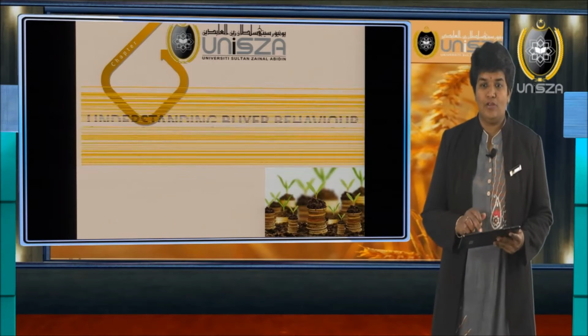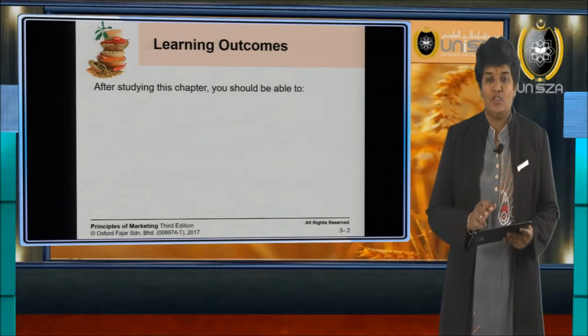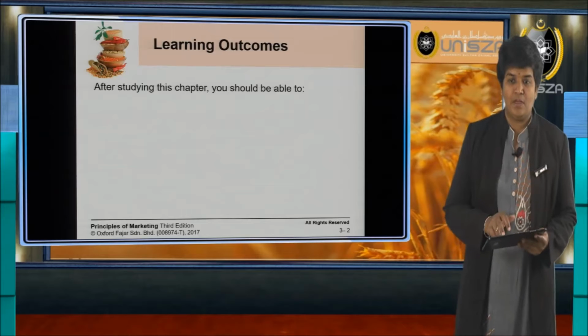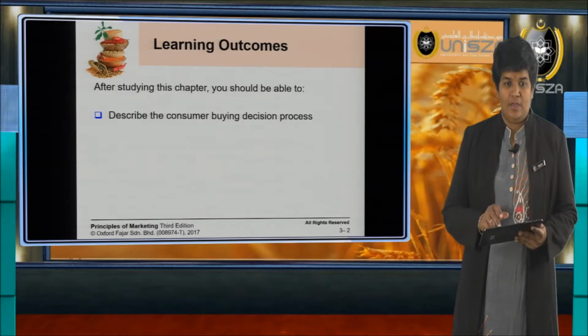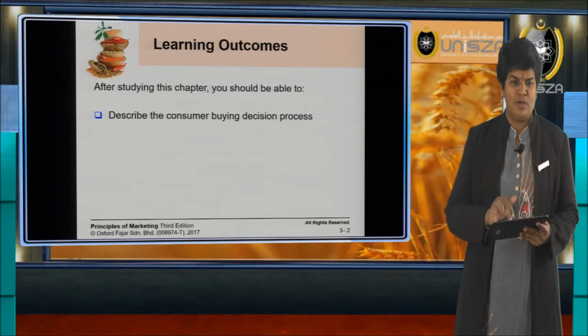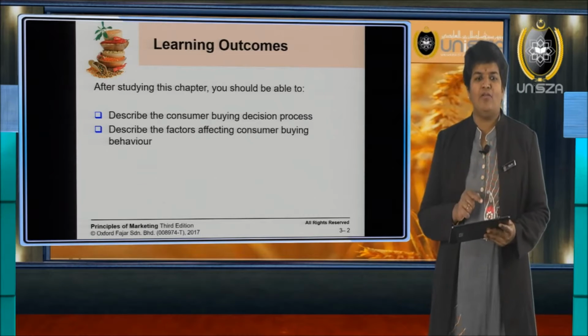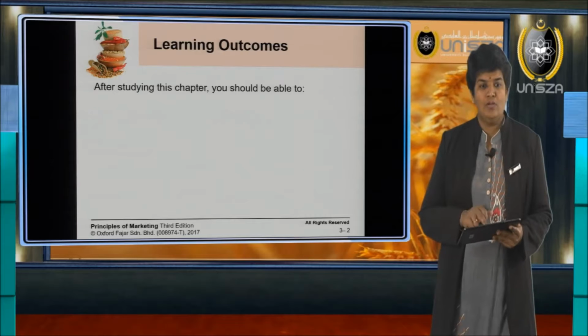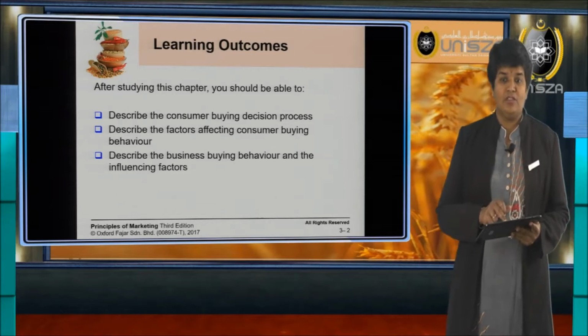Okay, so as usual, let us look into the learning outcomes. Once you study this chapter, you are able to describe the consumer buying decision process. Once you understand this, it's easier for you to come up with the marketing strategy, how to approach your customer or consumer. You will also be able to describe the factors affecting consumer buying behavior, and the business buying behavior and the influencing factors.